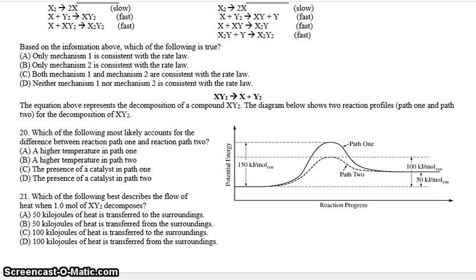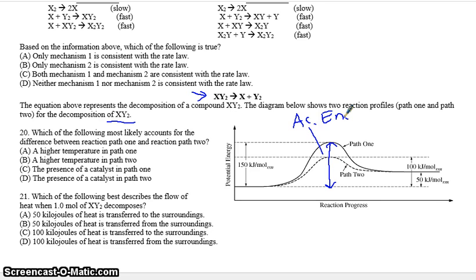Here we have a similar equation. The equation represented above for the decomposition of a compound. So we have a compound decomposing into two elements. The diagram below shows the two reaction profiles, path 1 and path 2, for the decomposition. So notice we have these two paths. Remember that this here is the activation energy. We just talked about this in the previous one. This is the activation energy.